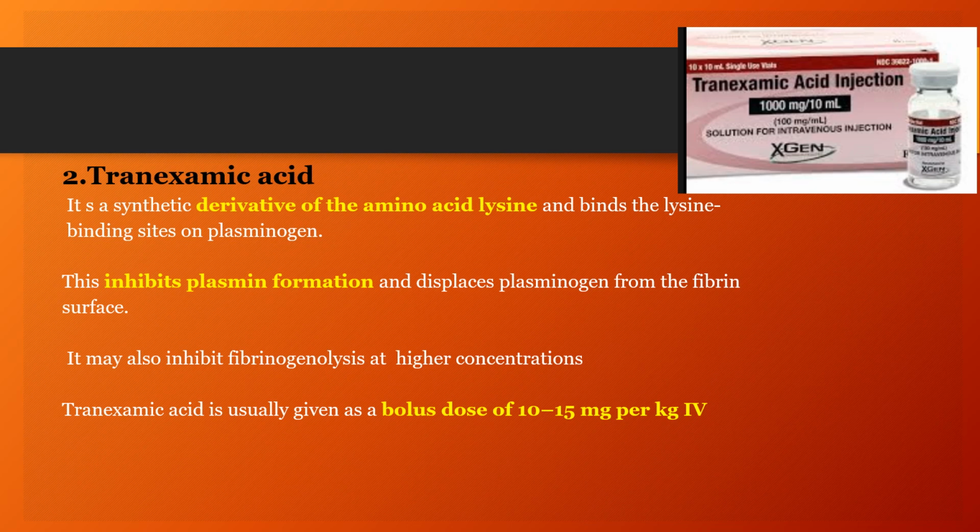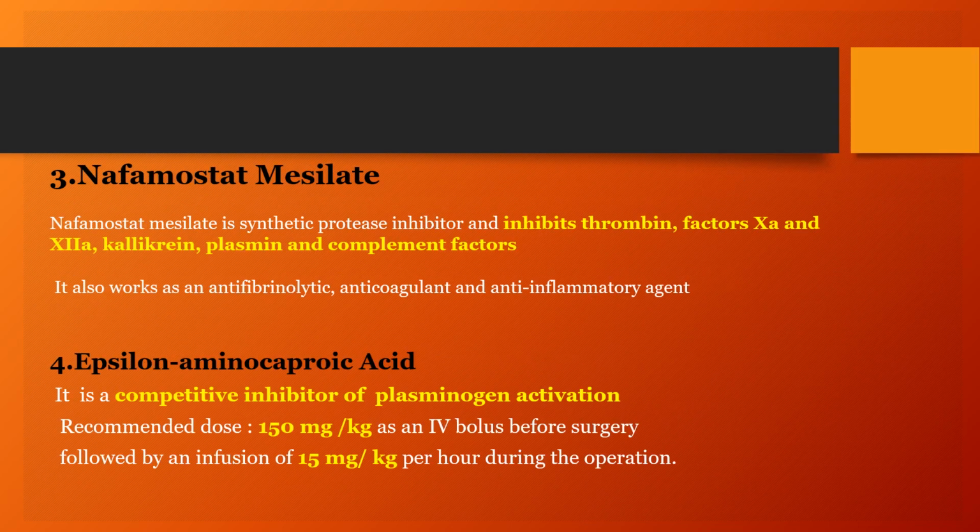Tranexamic acid is a synthetic derivative of the amino acid lysine and binds the lysine binding site on plasminogen. This inhibits plasmin formation and displaces plasminogen from the fibrin surface. It may also inhibit fibrinolysis at higher concentration. Tranexamic acid is usually given as a bolus dose of 10 to 15 mg per kg IV.